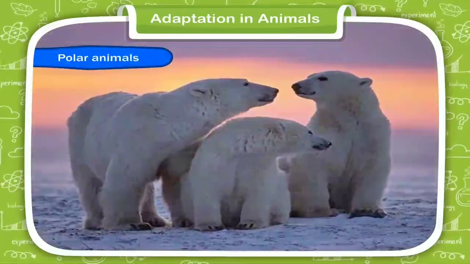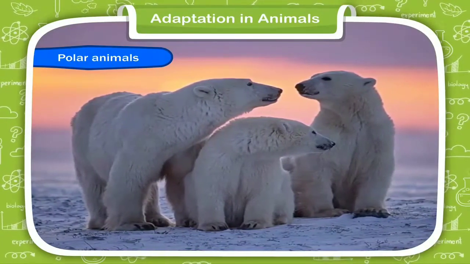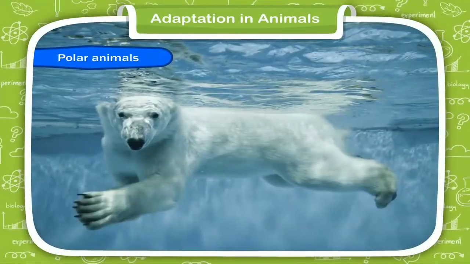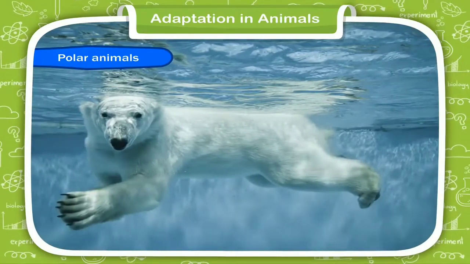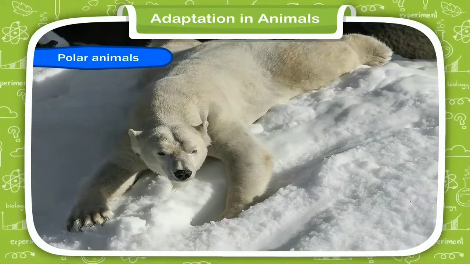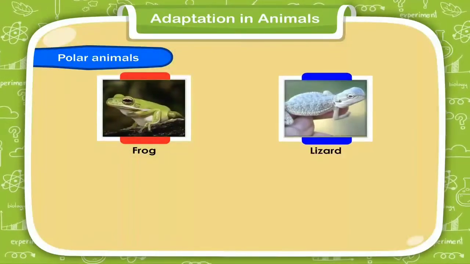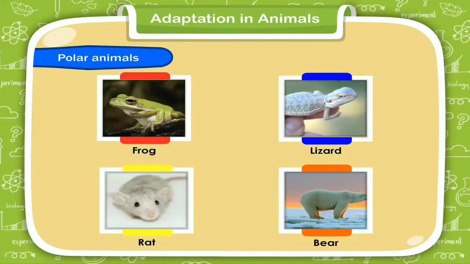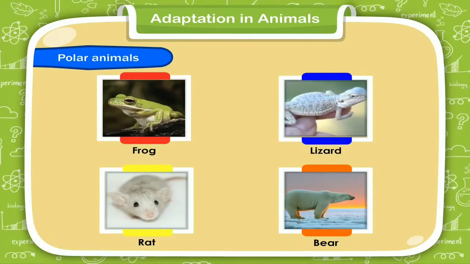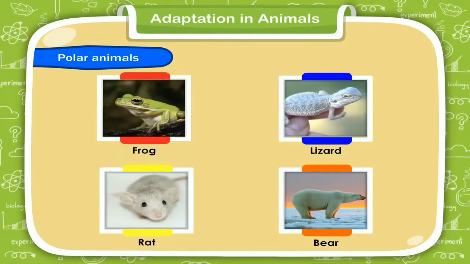surroundings. Polar animals. Some animals, such as the polar bears, live in very cold places. They have thick fur to protect them from harsh cold. They also have a thick layer of fat under their skin. In winter, polar animals become inactive and sleep for a few months. It is called hibernation. Some animals, such as frogs, lizards, rats, bears, etc., cannot bear extreme cold, so they eat as much as possible in summer and sleep for several months in holes or caves and undergo hibernation.